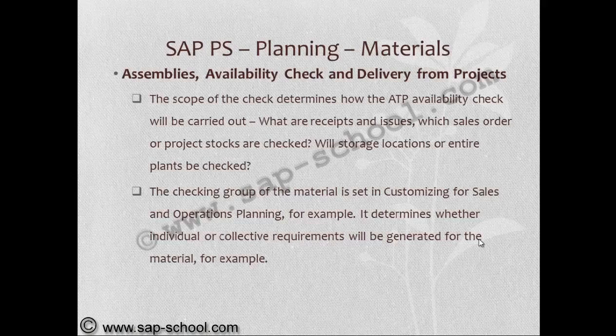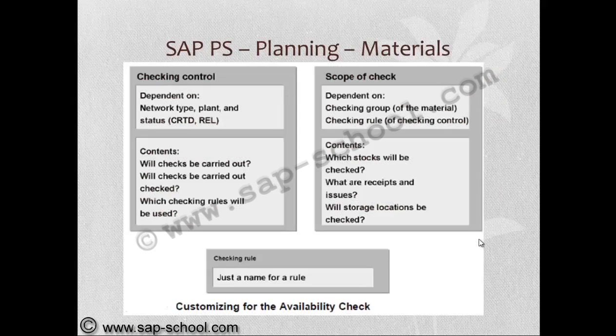For example, it determines whether individual or collective requirements will be generated for the material. So in the checking control, it will be dependent upon the status, like created or released, and whether checks will be carried out, which checking rule will be used, and the scope of check depends upon the checking group of the material and the checking rule of the checking control. Which stocks will be checked, what receipts and issues need to be checked, whether the storage location will be checked or not, like that.